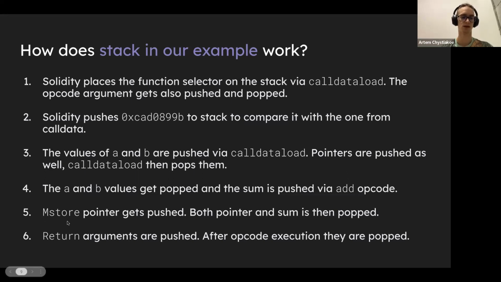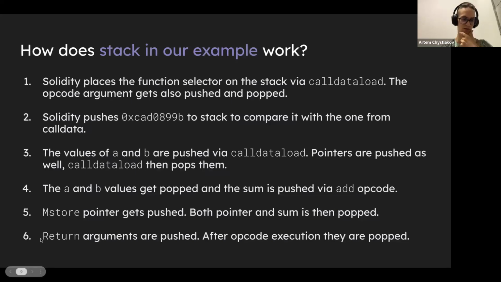And number 5, the mstore opcode. The mstore opcode pointer gets pushed to the stack together with the value that this opcode accepts to place under this pointer. So those two variables are pushed on stack, but one of them is the result of our add opcode, so only the pointer gets pushed. And we have pointer and our summary result on the stack right now. After the mstore opcode execution, both pointer and sum get popped.